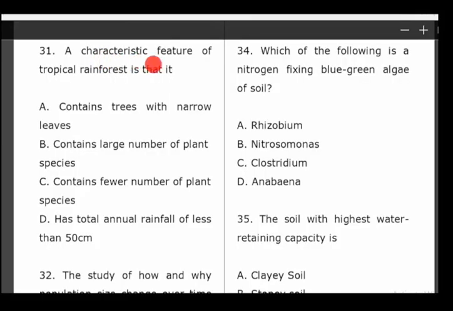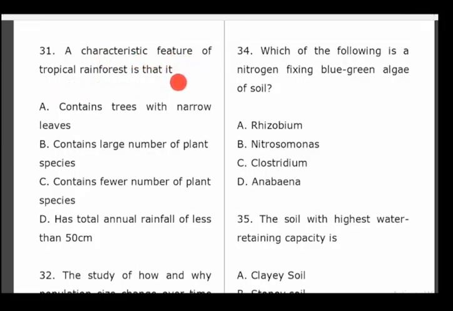Question 31. A characteristic feature of tropical rainforest is that it A. contains trees with narrow leaves, B. contains large number of plant species, C. contains fewer number of plant species, and D. has total annual rainfall of less than 50 centimeters. Now, a tropical rainforest is an environment that is richly blessed with high amount of water. And so since there is a surplus amount of water in this environment called a tropical rainforest, there is no reason why the organisms there, particularly the plants, should not do well, since they have basically the necessary requirements that they need to grow.